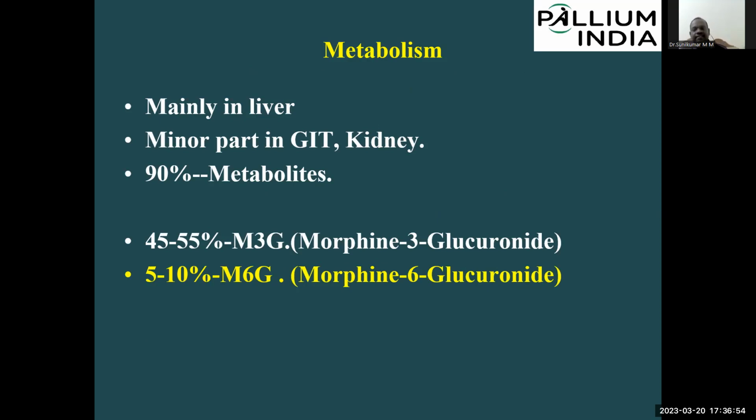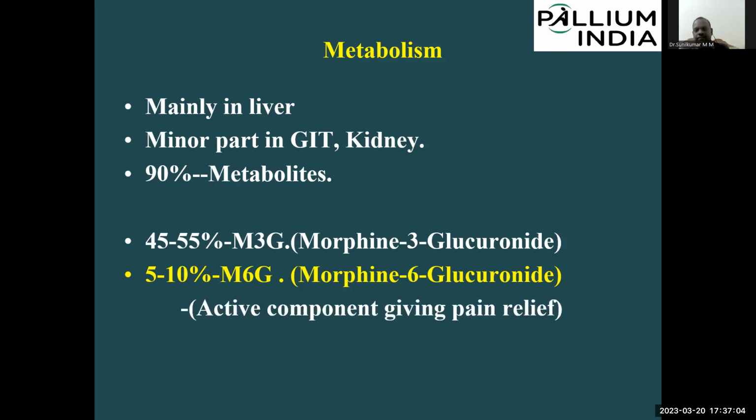And there are many other minor metabolites. But the M6G is the metabolite which will give you the pain relief. In other words, it is the active metabolite. M3G doesn't have much action in our body, but sometimes it may contribute to neurotoxicity. So M6G is the component which will give you the pain relief.